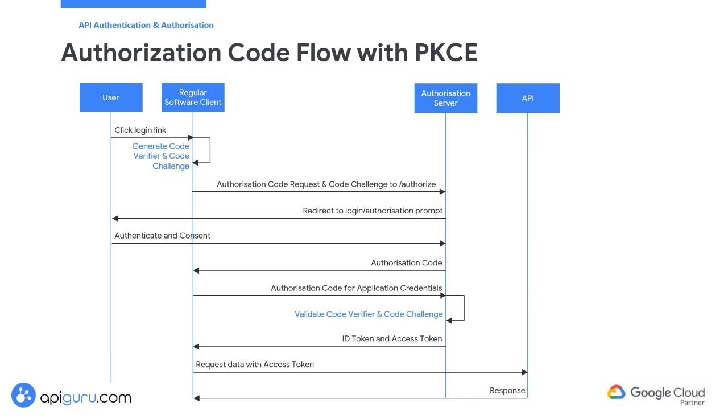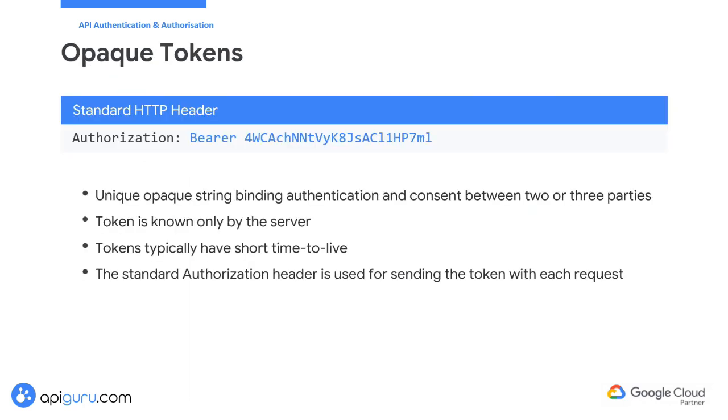Let's move on with the access token used in all the flows. Opaque tokens are commonly used as access tokens in OAuth 2. The software client sends an HTTP standard authorization header with each request that contains the word bearer followed by a space and the token. The opaque token is a unique string representing the authentication and consent of all parties involved during the initial authorization process.